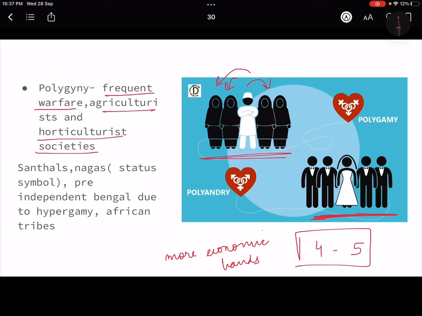So now this man can impregnate 4 women as compared to only one if he had only one wife, right? So with this you can increase your group strength by having more children. So this kind of arrangement is found in Santals.